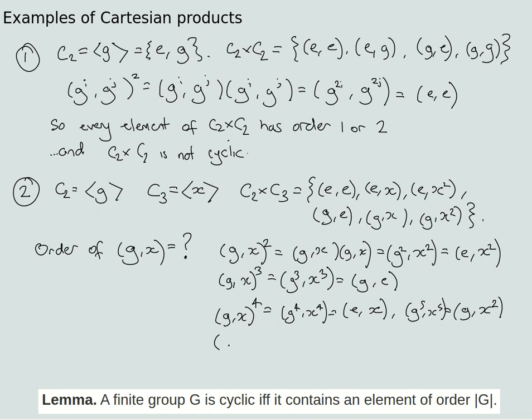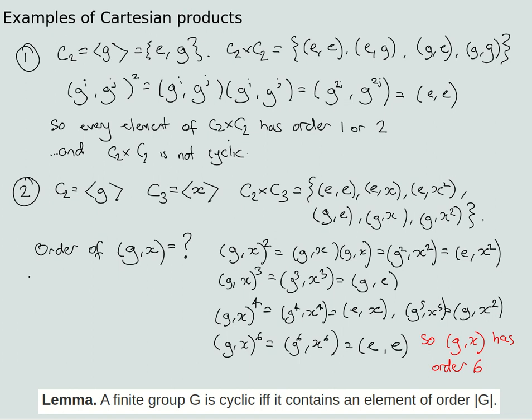And finally, gx to the 6 is g to the 6 x to the 6. G has order 2, so g to the 6 is the identity. X has order 3, so x to the 6 is the identity. Finally, we got back to the identity element in C2 cross C3 for the first time, so we found the order. So gx has order 6, because 6 was the first positive power of gx which was equal to the identity element in our Cartesian product.